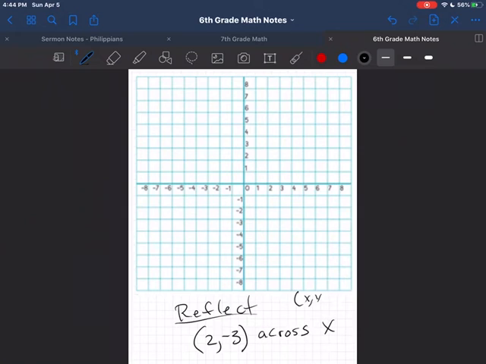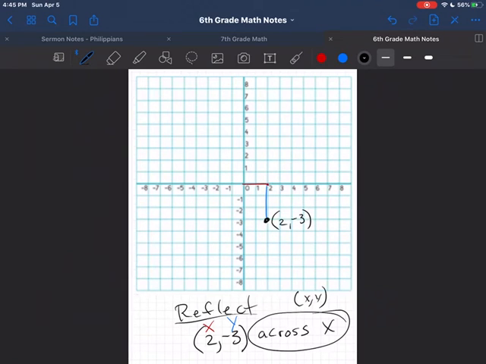So first let's plot 2, negative 3. So don't forget x comma y. So this is my x. This is my, did I just change colors? I sure did. This is my x. This is my y. So I'm going to plot it. I'm going to go 2 to the right, down 3. And so my point is 2, negative 3.